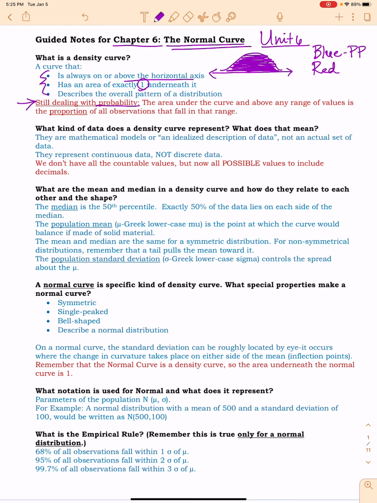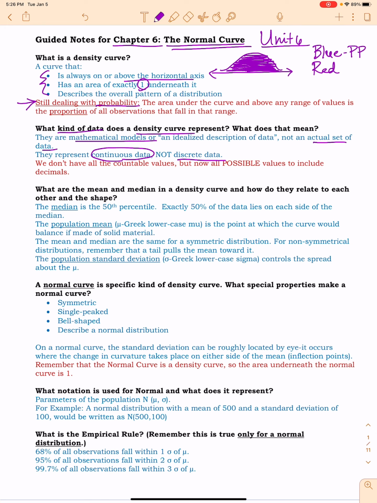All right, so when we talk about a density curve, what kind of data are we talking about? Well, keep in mind that we are just dealing with a mathematical model here. It is just idealized, it's not perfect, and it's not an actual set of data. It's really important that you understand that. It's just modeling something for us. So keep in mind now, we're not talking about discrete data like we were in our last couple of units. Now we're talking about continuous data. So this curve now represents all of the possible values, not just the ones that are countable.